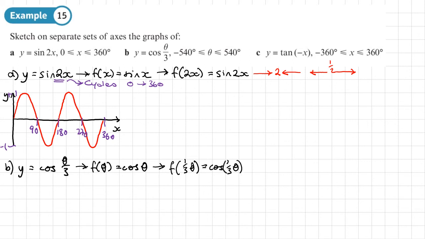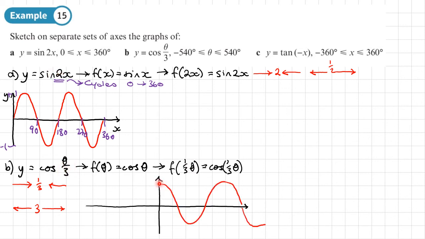Now what will this do? Well, it will squash by a factor of a third, but it might be easier to think of this as stretching by 3, which is the reciprocal of a third. So it might be easier to think, right, we stretch by a factor of 3. Or another way of thinking of it is between 0 and 360, we're only going to get a third of a cycle of cos, only a third of a cycle. The previous one we got 2 cycles.